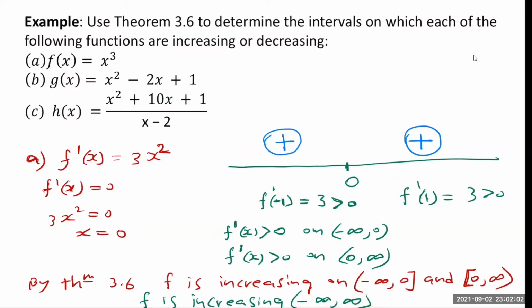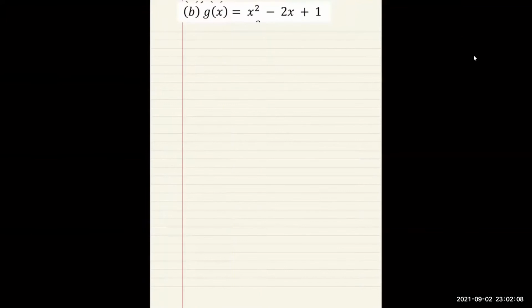All right, let's move on to the second part. In the second part, I have g of x equals x squared minus 2x plus 1. How do we determine where it is increasing and where it is decreasing? Again, I'm going to check the sign of g prime, the sign of the derivative.